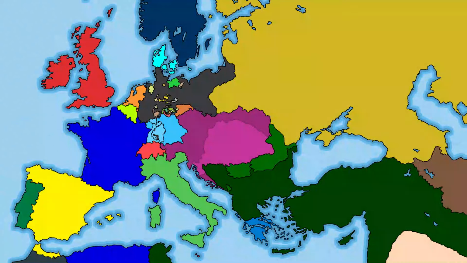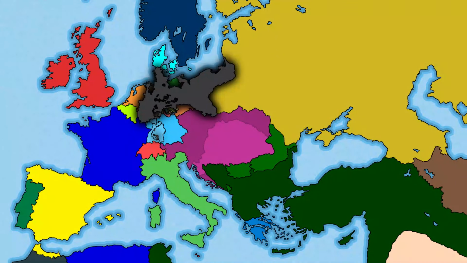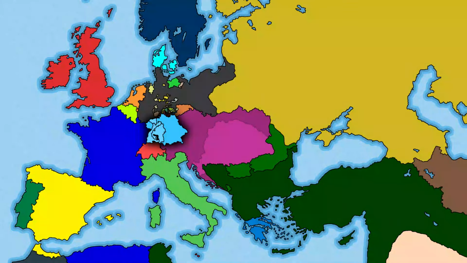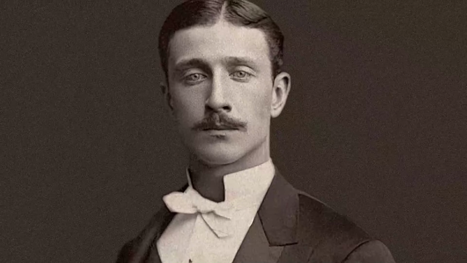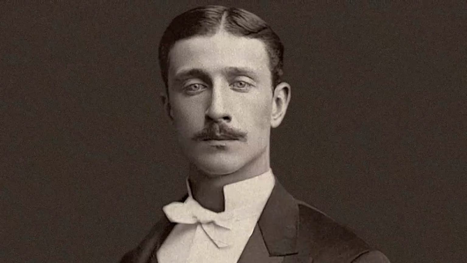So what we have right now is a Europe without Germany. Instead, we have a weakened Prussia in the north, while in the south, we have a loosely united South German state, led by Bavaria. Austria is also there, but they have largely pulled themselves out of German politics. Meanwhile, in France, it's likely that Napoleon III would die shortly after his victory, and his son, Napoleon Eugene Louis Jean Joseph Bonaparte, would take the throne as Napoleon IV.